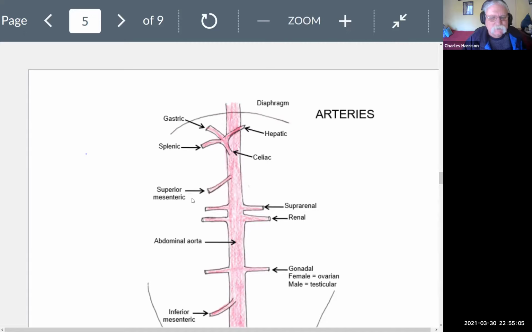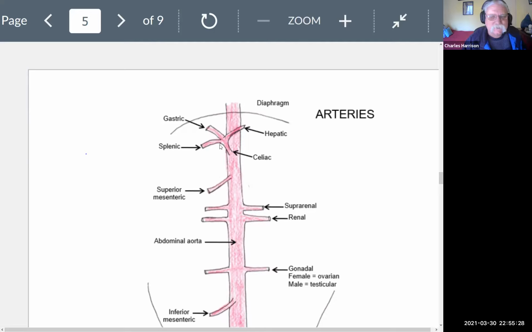They call it mesenteric because it actually enters into the mesenteries. That's the serous membranes that we talked about in the small intestine anyway. Superior mesenteric goes there, sends the blood there, and it goes from there into the small intestine.